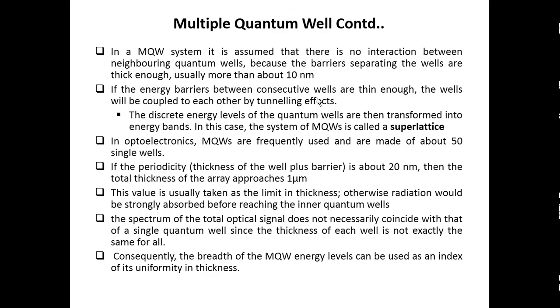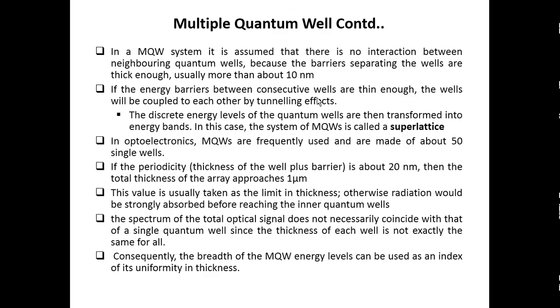So if you know the spectrum of the optical signals reached for all the wells in the array, and if it is coinciding with a single quantum well, of course it is well and good, because the thickness will be uniform. If the thickness of each well is different from the other, then the total optical signal obtained may not coincide with that of a single quantum well. That is why the breadth of the multiple quantum well energy can be used as an index for the uniformity of the thickness of the quantum well.